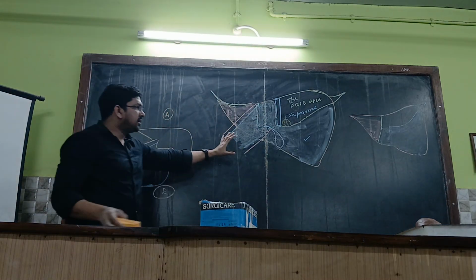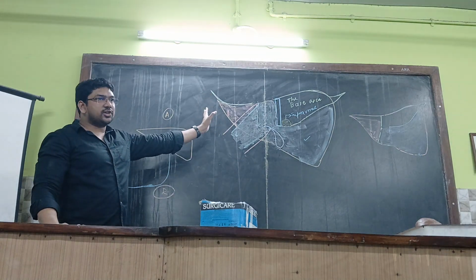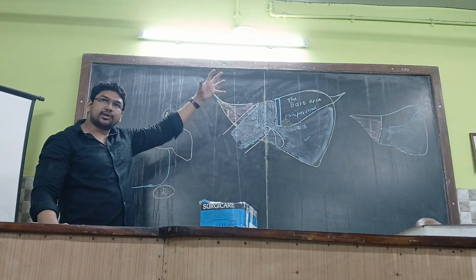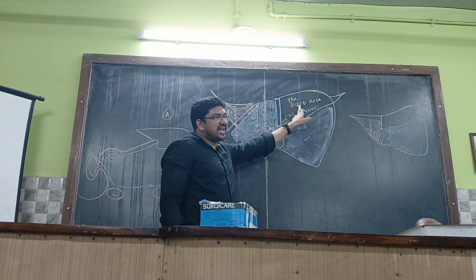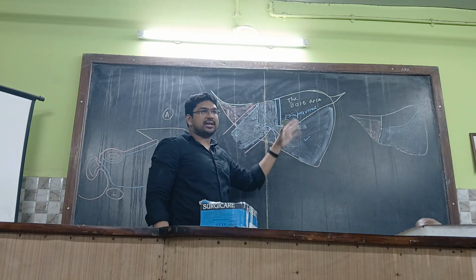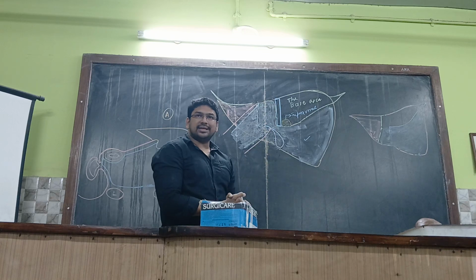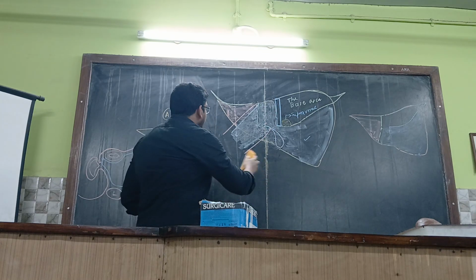So these are the right and left layers of the falciform ligament which is enclosing the liver. But there are a few absent areas over the liver. Those are called bare area and non-peritoneal areas, from where the ligaments will be formed.